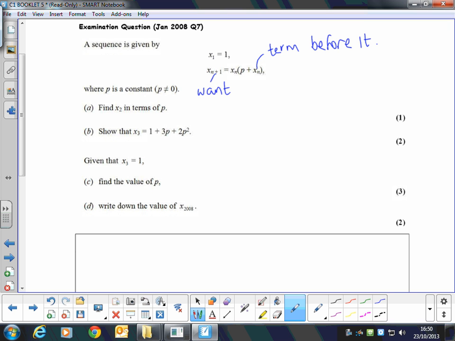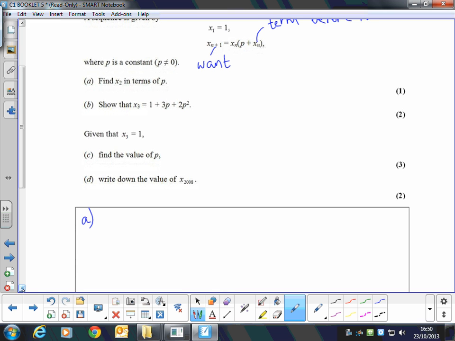So for part A, it tells us to find x2 in terms of p. So x2 is going to be the one that we want. So the term for x2 is x1 multiplied by (p plus the term before it, so p plus x1). We know that x1 is 1, so this is going to equal 1 multiplied by (p plus 1). So this is just p plus 1.